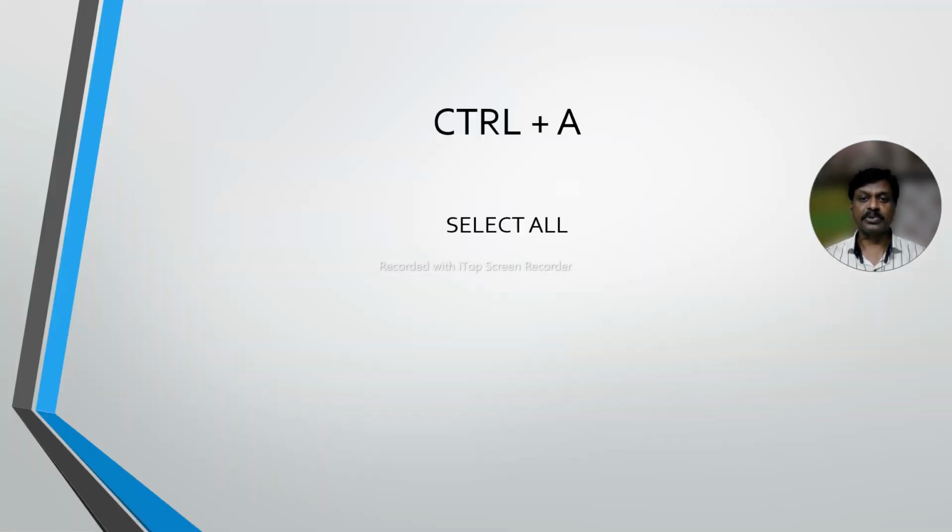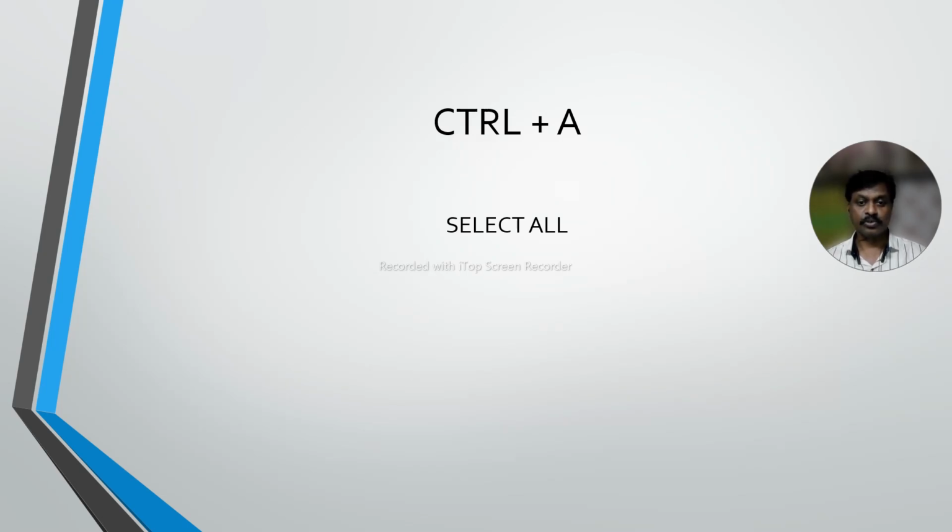The first keyboard shortcut is Control A. Control A means what? Select all. This means it can be any document, any file, any Windows program. Whenever you press Ctrl A, whatever the content is there in that file, all that will get selected. On that selection, what can you do? You can move it, you can copy it, you can format it, you can delete it. Okay, so all these things can happen with the selection. So let us go with Ctrl A.